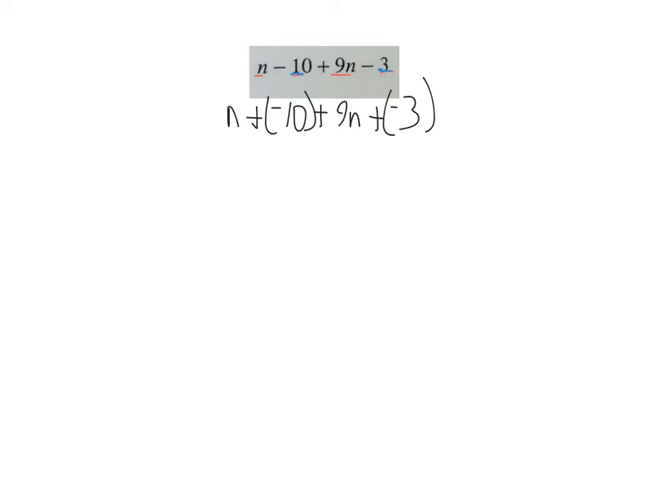What I'm going to do is add the negative 10 and the negative 3 together. And over here to the side, I'm going to work that one out. Negative 10 plus negative 3 is going to be 13, and that'll be negative because both of those are negative. So it'll be negative 13, and it's going to be plus, and then I can add my n and my 9n. So n and 9n would be just like 1 and 9. This is a positive 1 and a positive 9, so it's just going to end up being 10n. So it becomes 10n plus negative 13.